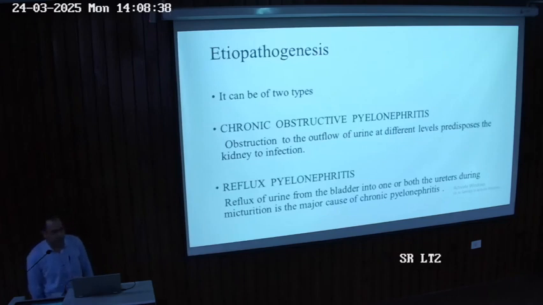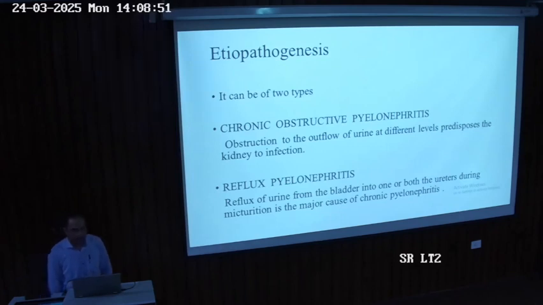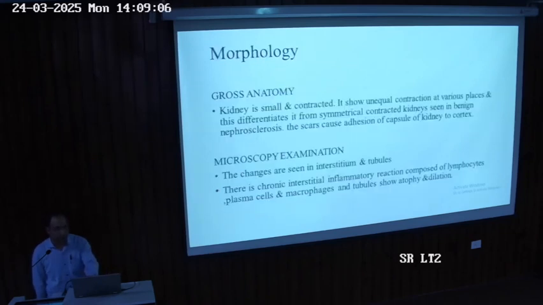Chronic pyelonephritis occurs because of two reasons. One is chronic obstruction of the kidney, at various levels: the PUJ level, upper ureter, middle ureter, lower ureter, and bladder outlet obstruction. The other cause is reflux pyelonephritis, usually seen in children because of vesico-ureteric reflux. Reflux means multiple episodes of recurrent UTI. Because of multiple episodes of recurrent UTI, the patient develops scars in the kidney and it shrinks in size.